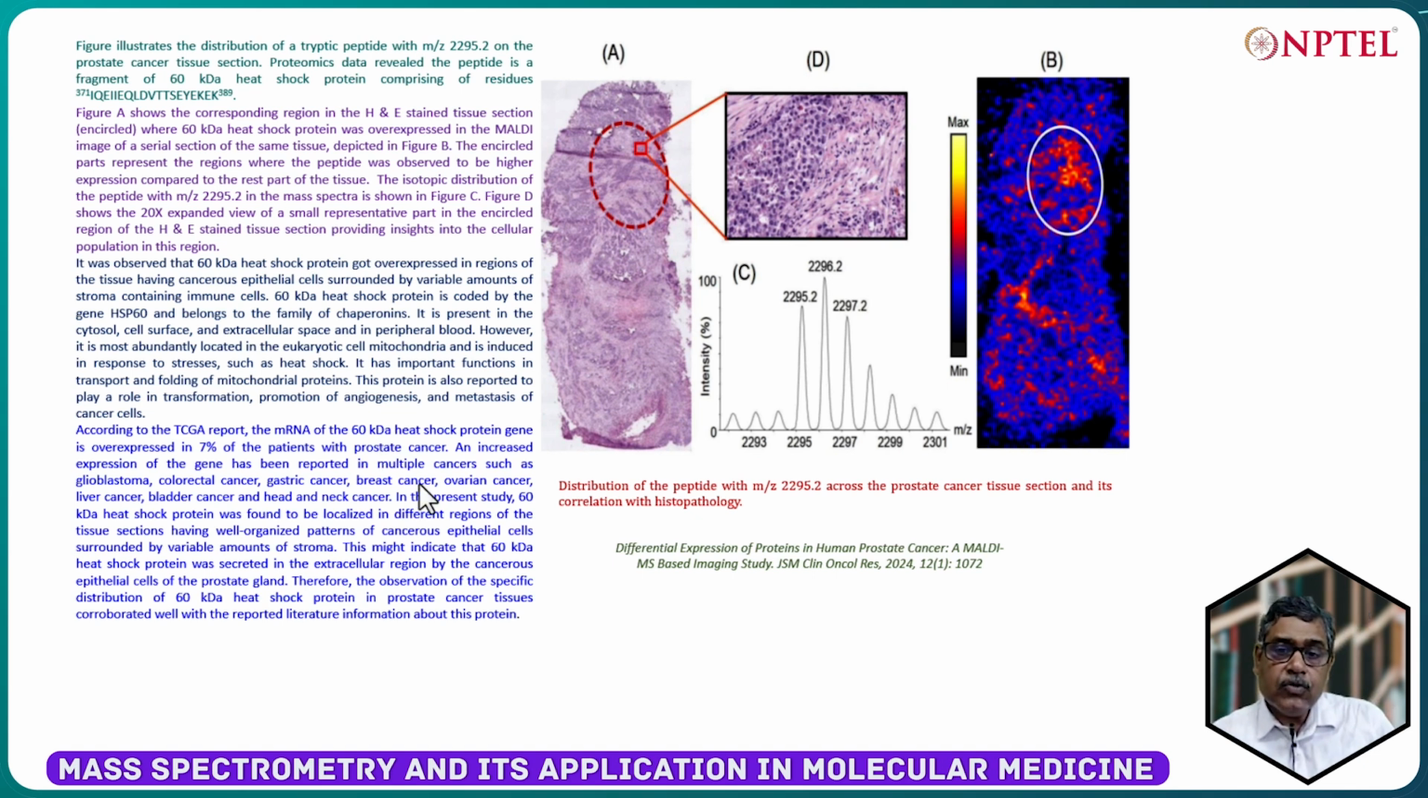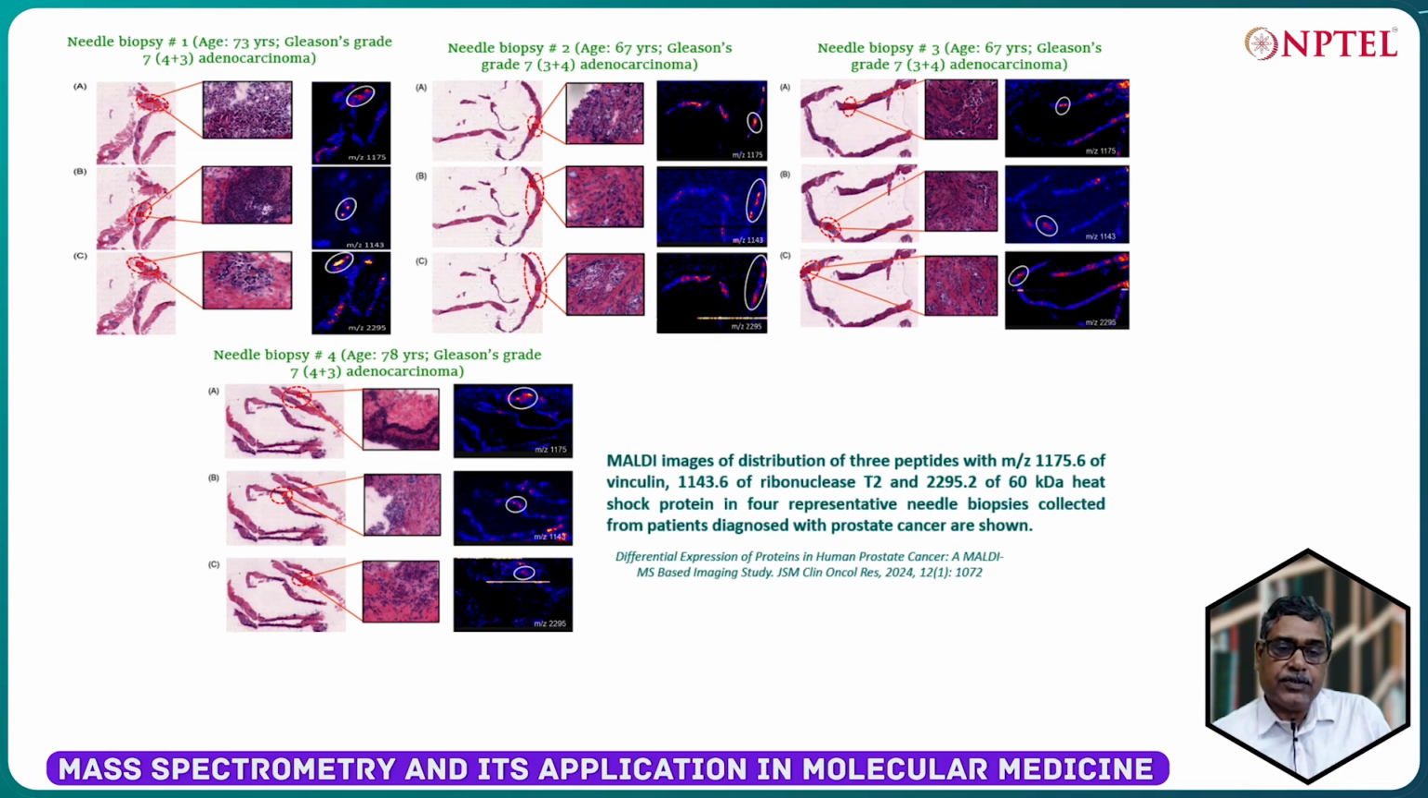Now, I will show you how these images are seen in needle biopsies. These are all MALDI-image distributions of the 3 different peptides that we have described: 1175, that is from vinculin, 1143 ribonuclease T2, and 2295 heat shock protein HSP60. So, how they are distributed in needle biopsies isolated from different patients, 4 different patient samples. So, these are needle biopsies.